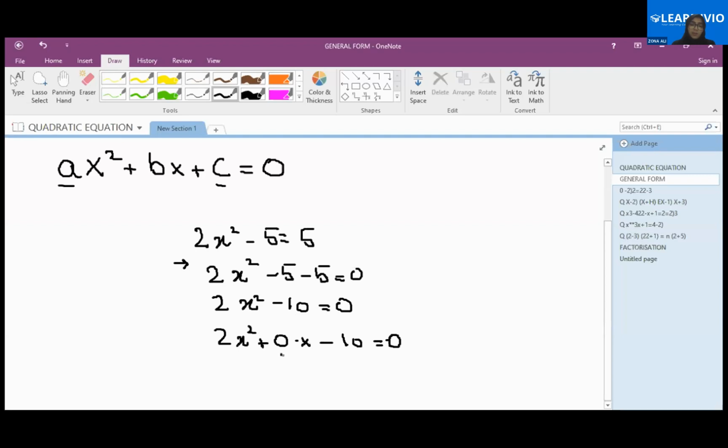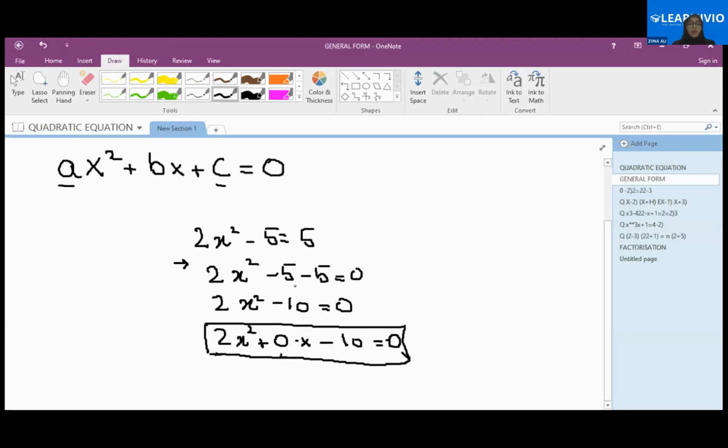Now, what will be the value of b here? b will be 0, and what will be the value of a? 2. And what will be your c? Minus 10. So we have brought this equation into the general form. This is the general form of the quadratic equation.